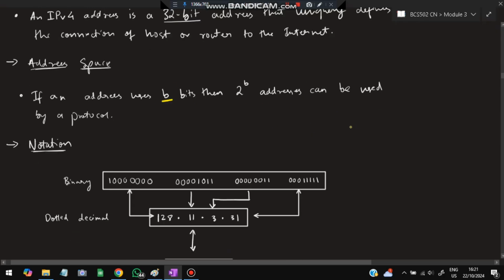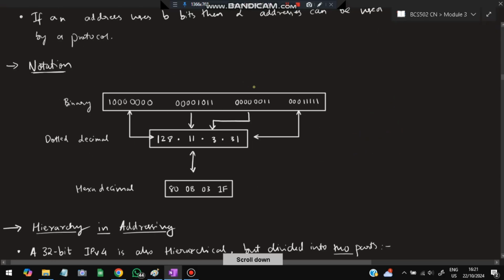Let's suppose B is 4 bits. If an address uses 4 bits, I can have 4 empty spaces. How many combinations are possible here? Every position can be 0 or 1, so 2 into 2 into 2 into 2, that is equal to 2 power 4. However many bits I have, that much 2's power I can have as combinations. So if I have B bits, 2 power B addresses can be used.